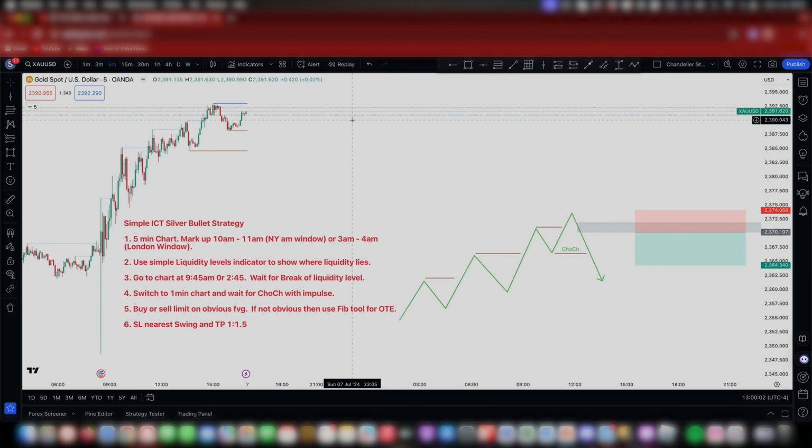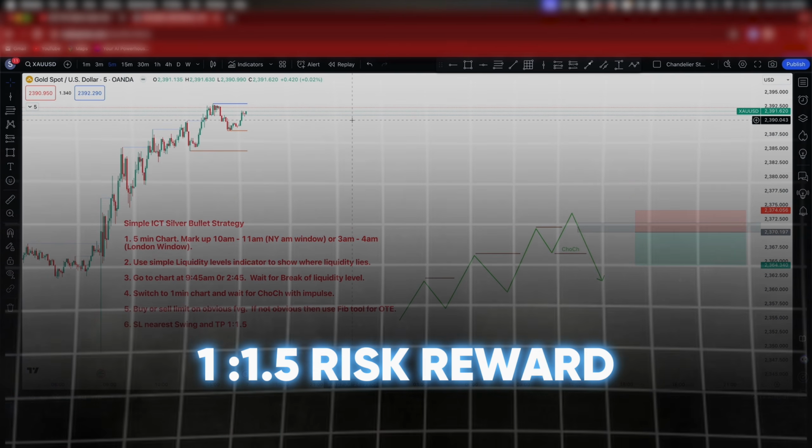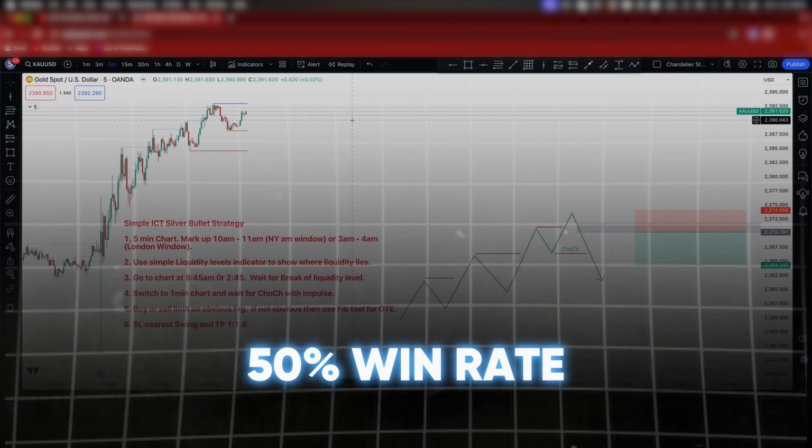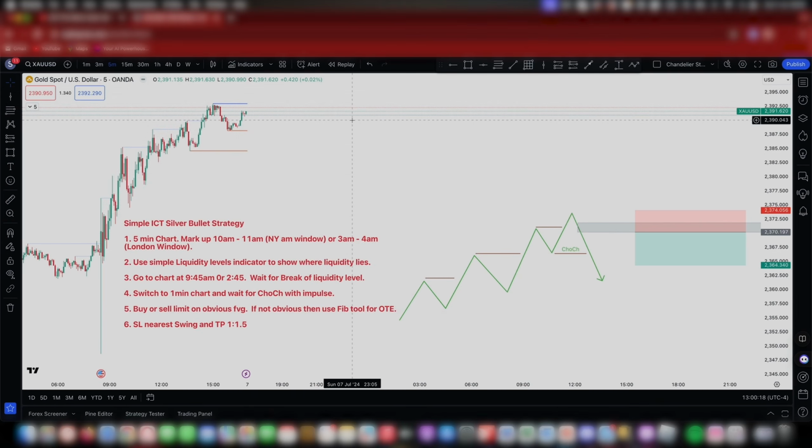This strategy is probably around a 50% win rate, but it's a 1 to 1.5 profit target that you're looking for. Your risk reward is 1 to 1.5. With a 50% win rate, you're still going to be profitable. So that being said, guys, I don't want to delay any more time. Let's get straight into the rules of this strategy.